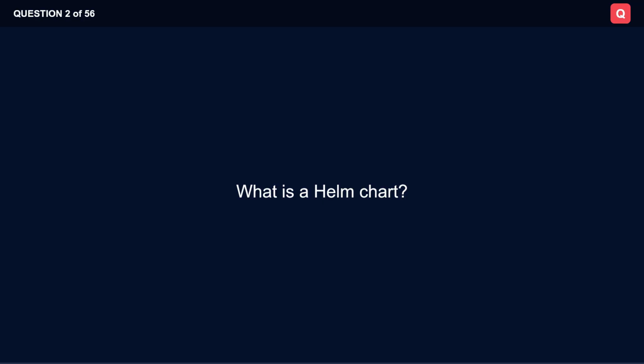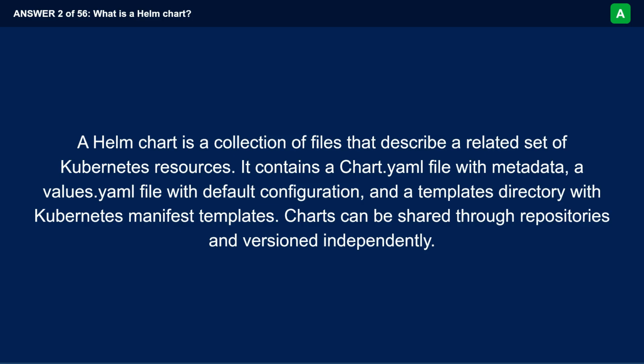What is a Helm chart? A Helm chart is a collection of files that describe a related set of Kubernetes resources. It contains a Chart.yaml file with metadata, a values.yaml file with default configuration, and a templates directory with Kubernetes manifest templates. Charts can be shared through repositories and versioned independently.